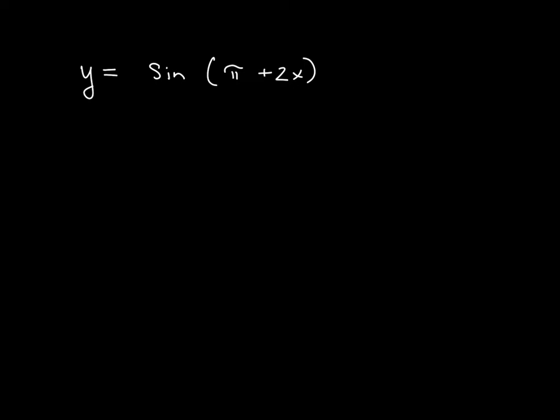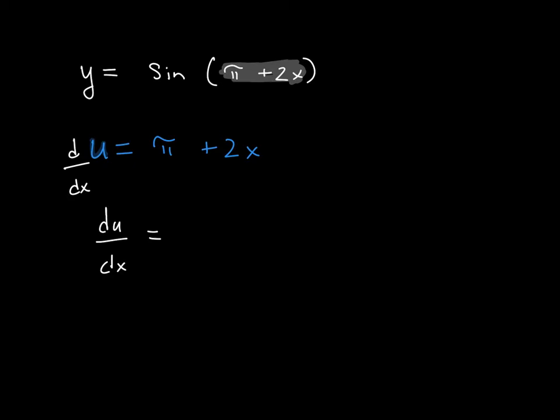So again, the first thing to remember with this is you have an inside function and an outside function. The inside function here is my u. So I say that u is equal to pi plus 2x. Now, if I want du dx, in this case, remember that pi is a constant. Pi is 3.14, so the derivative of a constant is just 0. Then the derivative of 2x is just 2.